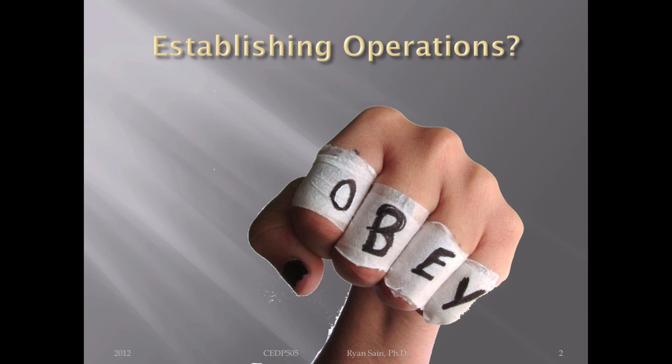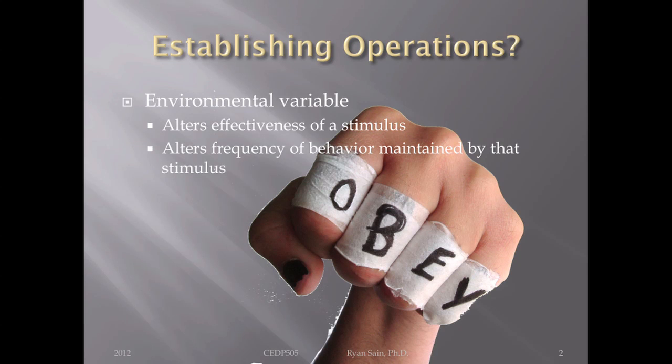So historically, establishing operations were just anything that was an environmental variable that alters the effectiveness of a particular stimulus, of a reinforcer, or you could argue a punisher, but you don't really need EOs for punishers, right? Specifically, it alters the frequency of behavior maintained by that reinforcer, by that stimulus. Again, these things happen before the discriminative stimuli, and keep in mind, when I first learned about these, I learned about them as establishing operations just as a whole.